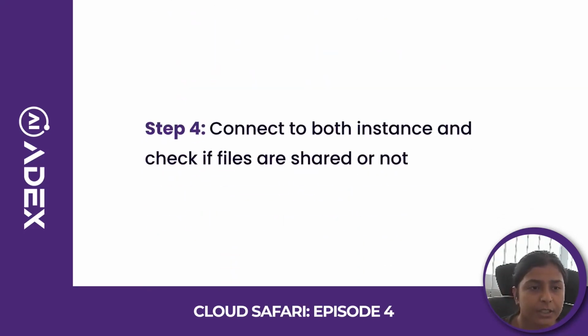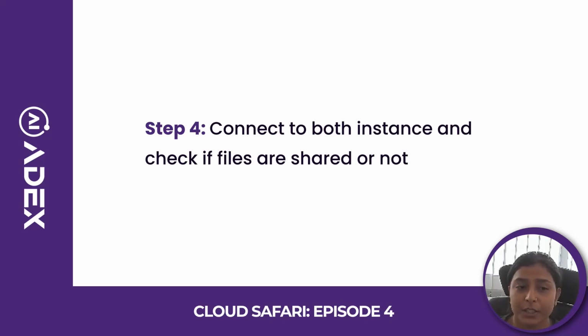After these 3 steps are completed, the final step would be to check the sharing of files between both instances. For that, we'll connect to both instances separately, create a file in one EC2 instance on that mount point, and see in the other instance as well whether the file which was created in the previous instance gets shared or not.